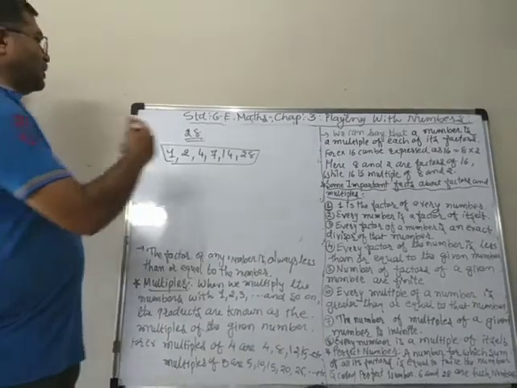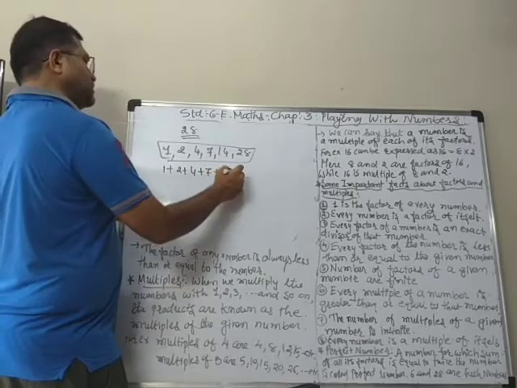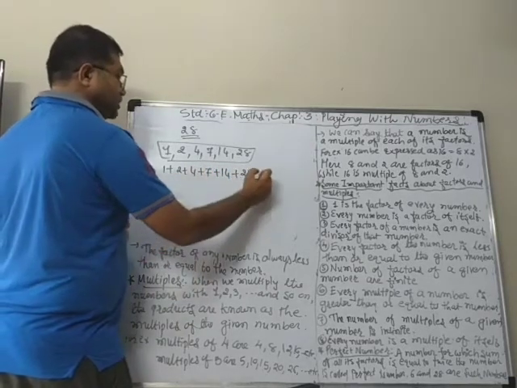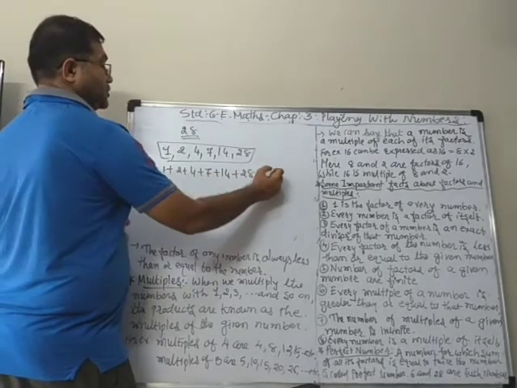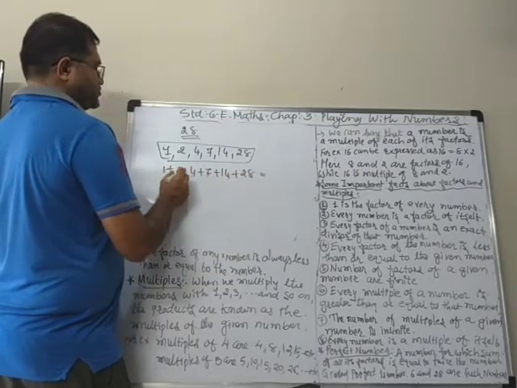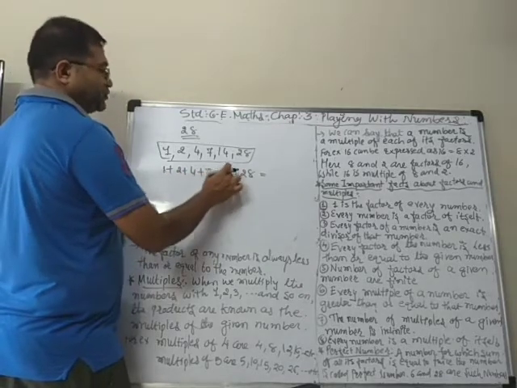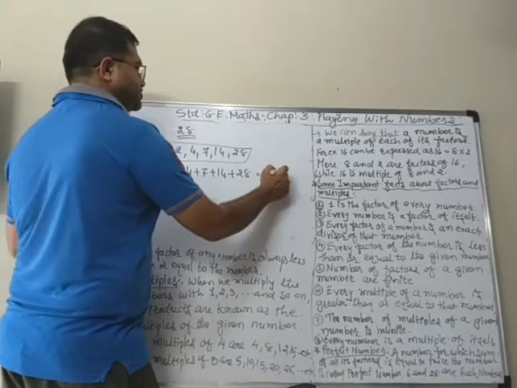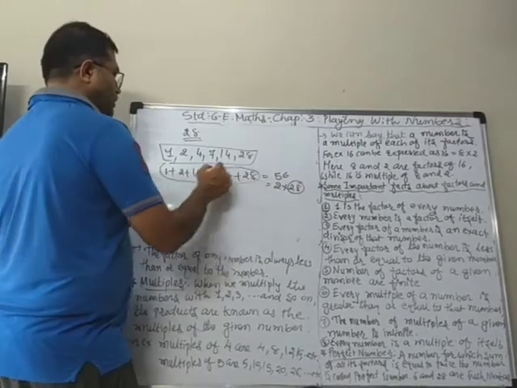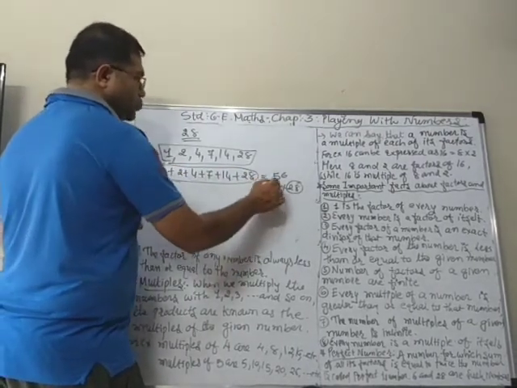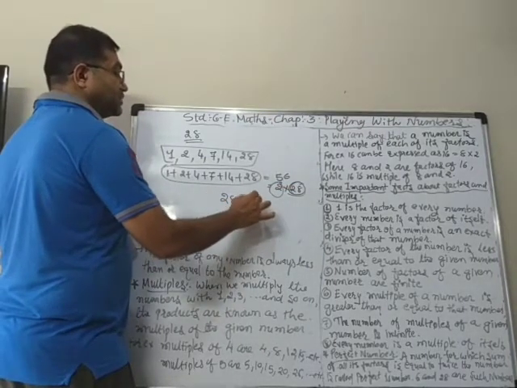Now if you add all these factors, meaning 1 plus 2 plus 4 plus 7 plus 14 plus 28. So how will you get it? 2 plus 1 is 3. 3 plus 4 is 7. 7 plus 7 is 14. 14 plus 14 is 28. And 28 plus 28 is 56. 56 means 2 multiplied by 28, meaning the sum of all the factors is equal to 2 multiplied by the original number. Therefore, you can say that 28 is a perfect number.